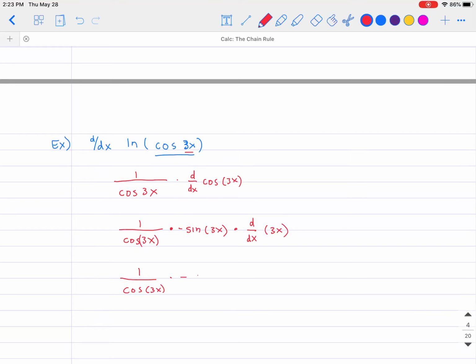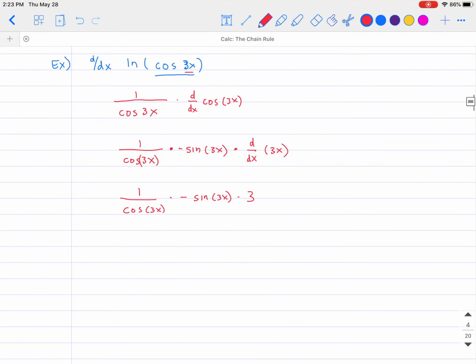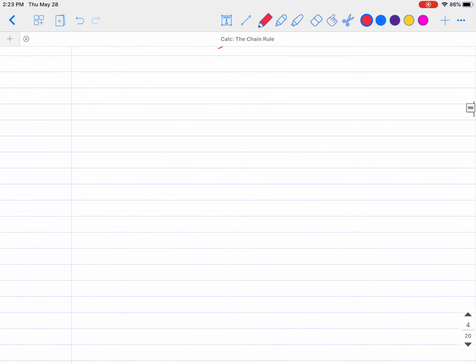1 over the cosine of 3x multiplied by the negative sine of 3x, and then we multiply by the derivative of 3x, which is equal to 3. So putting it all together, that's sine of 3x over cosine of 3x, with a negative right there, and then multiply by 3. Sine over cosine is the same thing as tangent. So the final answer will be negative 3 multiplied by the tangent of 3x, and that is going to be our derivative.